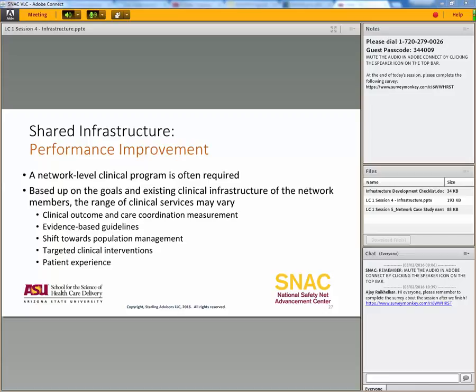We mentioned that a network level clinical program is pretty much required, even if you're not immediately looking to contract together. And that's just because the ability to do this work really is predicated on improving patient outcomes, clinical, financial, and experiential outcomes. The goals of existing and what existing infrastructure might exist really determine what types of additional programs.